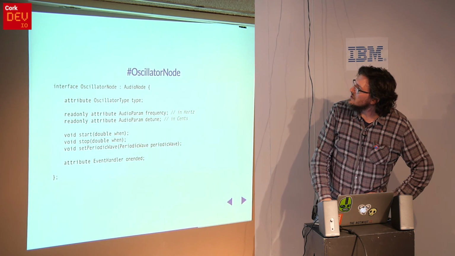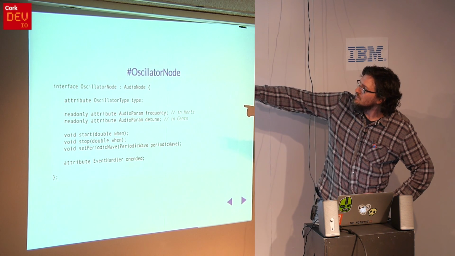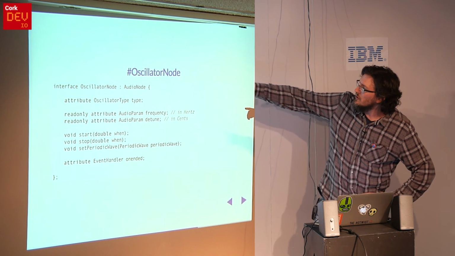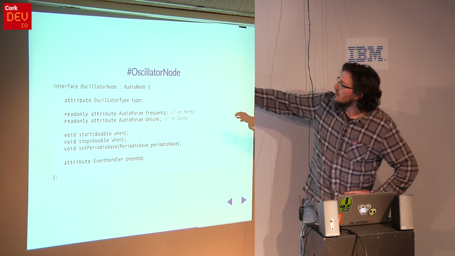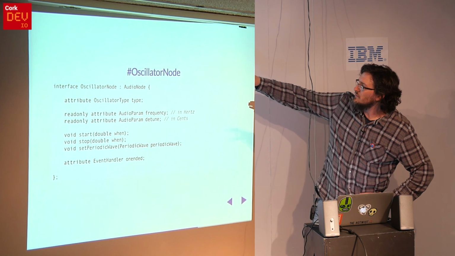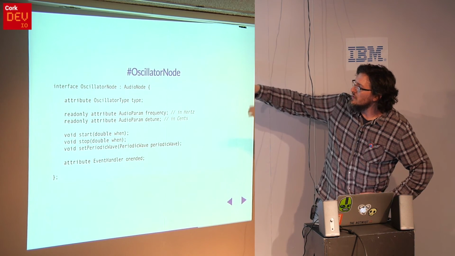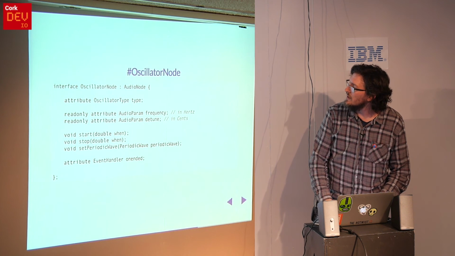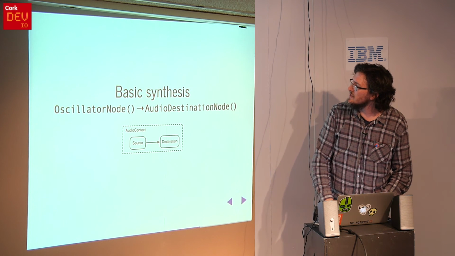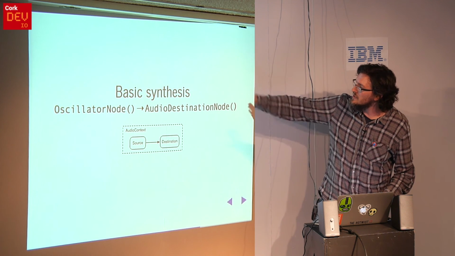So the Oscillator Node is fairly straightforward as well. It has audio params for frequency and detune. An audio param I'll talk about a bit more in a minute. Okay, I'll fly through it. You can change the frequency, you can change the oscillator type, you can start and stop. You can see its interface is somewhat similar to the audio buffer node. Okay, so basic synthesis.